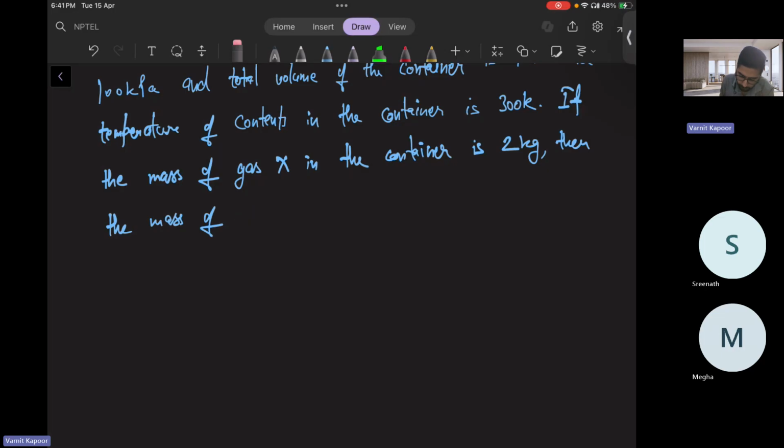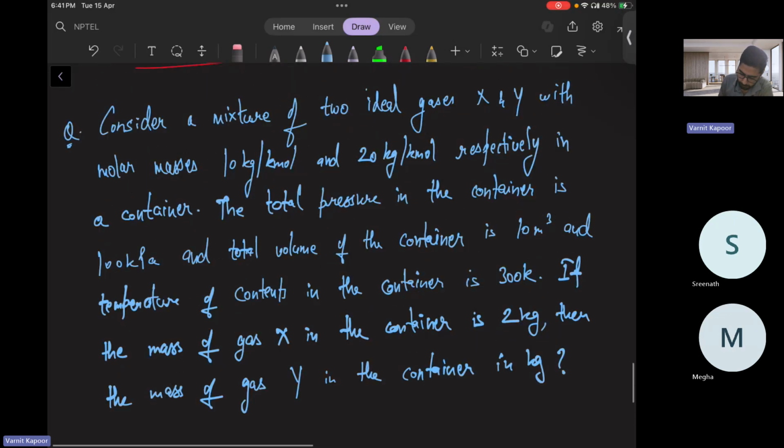Mass of Y in kg. You can assume that the universal gas constant is 8.314 kilojoule per kilomole Kelvin. Take a few minutes and do it.